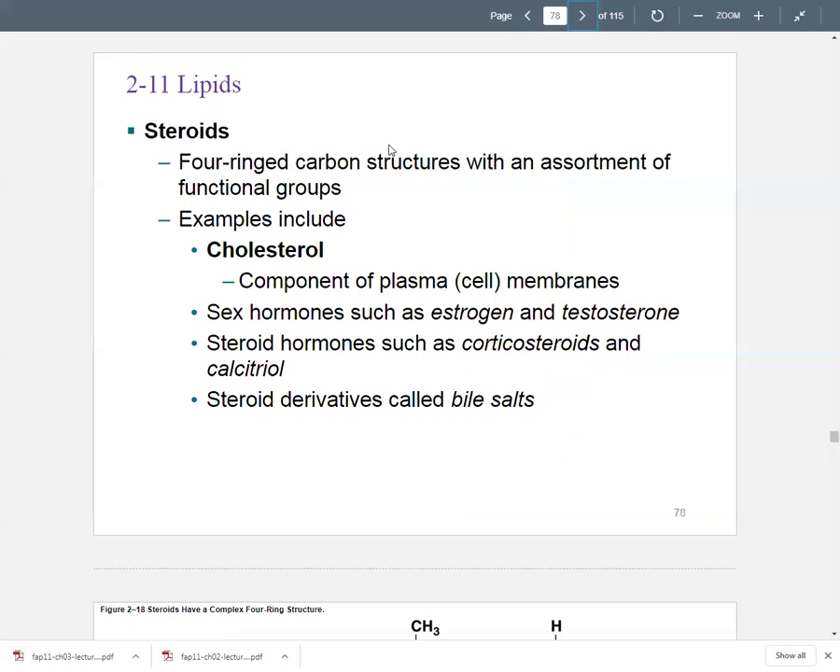All right, example of a steroid is cholesterol. You have a fair amount of cholesterol in your plasma membranes or cell membranes. Other examples, your sex hormones like estrogen, testosterone, other hormones like corticosteroids and calcitriol. Those are also steroids. And bile salts. Okay. All right. So bile is stored in your gallbladder, is released as a bile salt, and then it dissociates and then does its function.